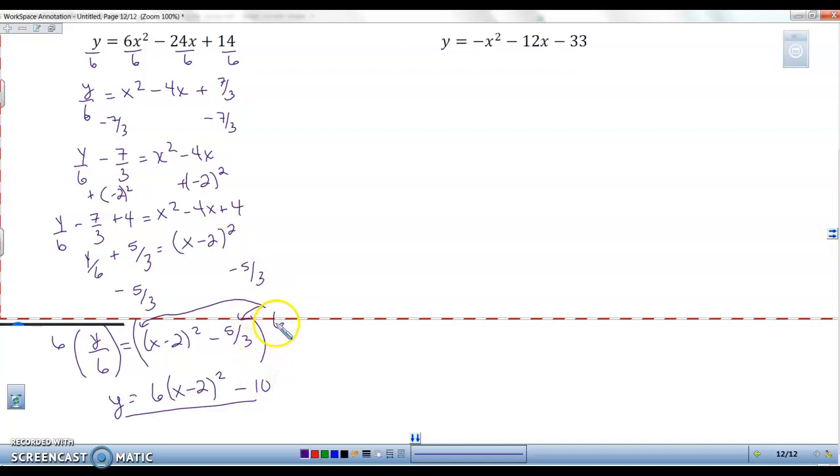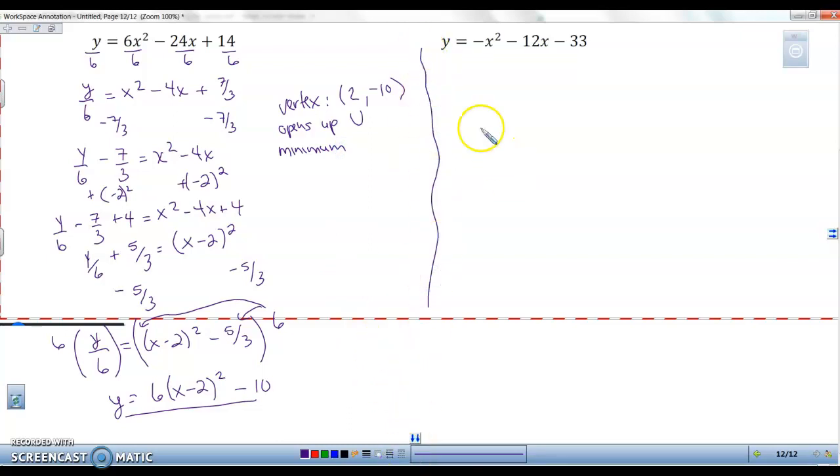All right, so what is my vertex? The vertex on this one, opposite sign, same sign. (2, negative 10) will be my vertex. Okay, and since the leading coefficient is 6, which way does it open? It's going to open up like this, so the vertex will be a minimum.